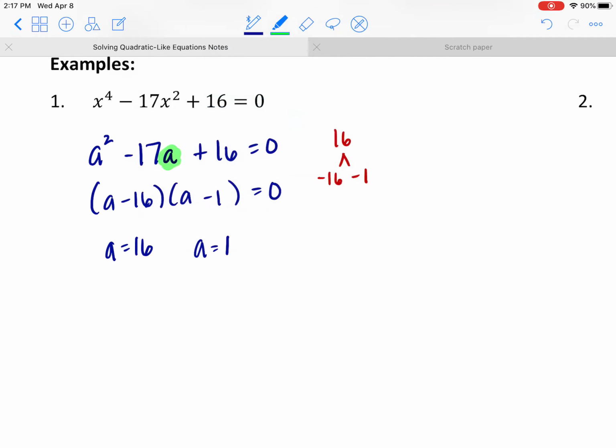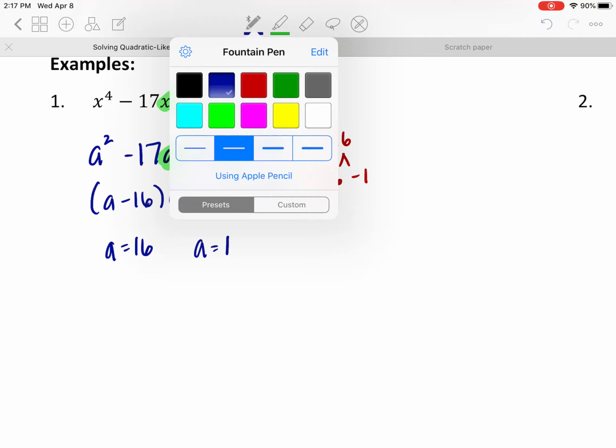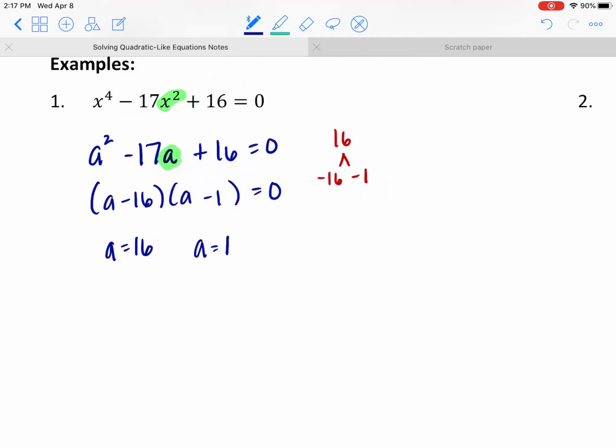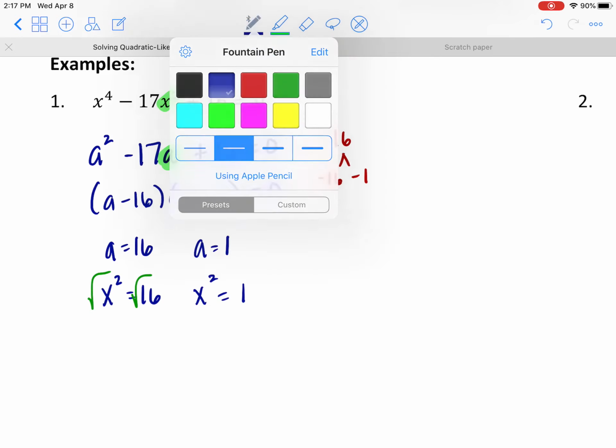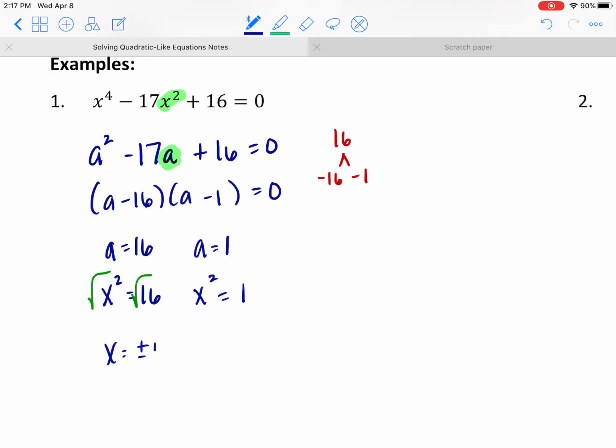Now if we were solving for a, we'd be done, but we're not. We're solving for x. So at this point, we got to go back to substitution, back to replacing a with what a replaced. Now remember, a to the first time we introduced it was right here, and that a replaced x squared. So if a replaced x squared, then now we're going to replace a with x squared. Okay, so replace a with what it replaced. So instead of a, we're going to put back in x squared equals 16, and instead of a equals 1, x squared equals 1. And now we can take the square root to solve.